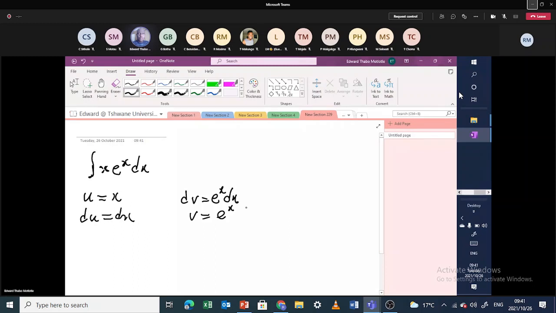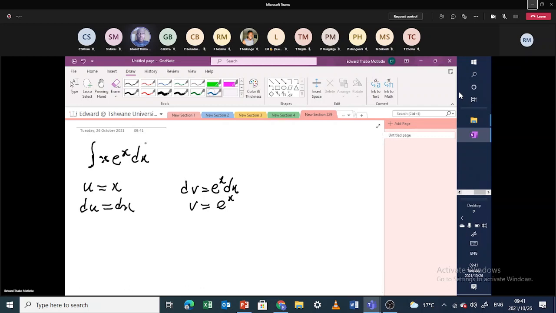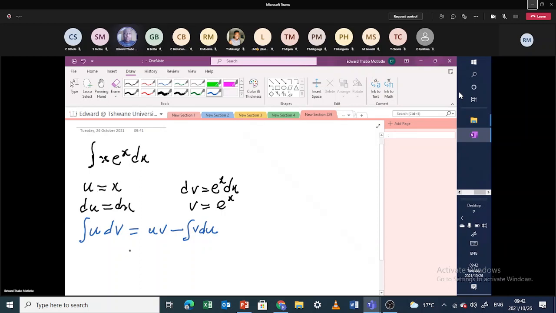Okay, we don't include c. C will be put in the final answer. Now we write down our formula. Our formula is the integral of u dv is equal to uv minus the integral of v du. Now what remains is to substitute. My u here is x and my v is e to the power x, minus the integral. We substitute v. My v is e to the power x, and my du is dx.